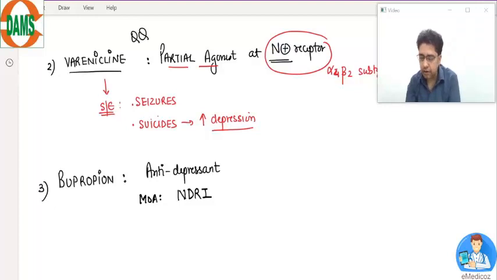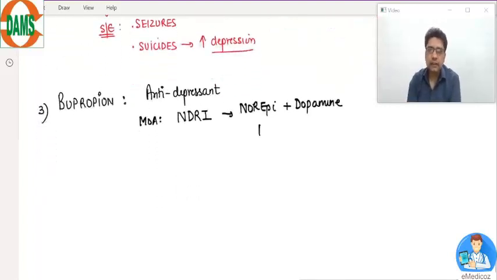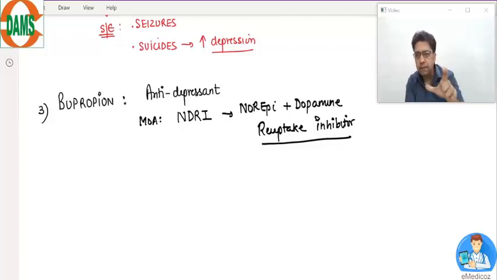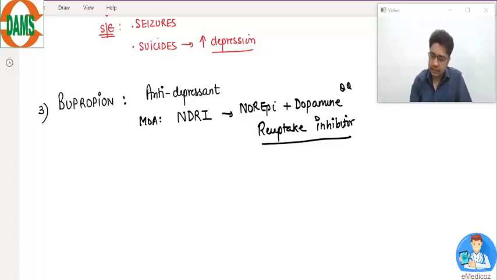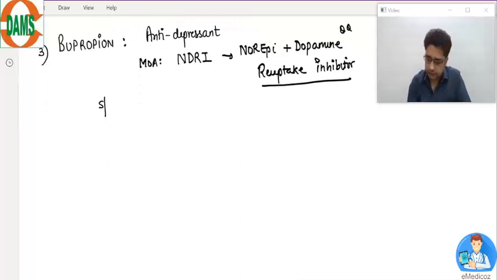NDRI. N stands for norepinephrine, D for dopamine, reuptake inhibitor. Norepinephrine dopamine reuptake inhibitor. Remember, this dopamine specifically stimulates our reward centers. It produces pleasure. Side effect, again same, we will write seizures. Bupropion also causes seizures.